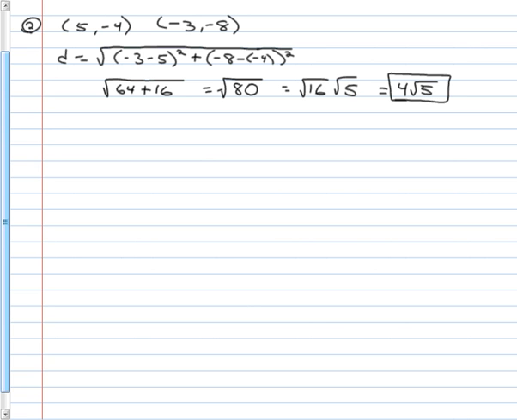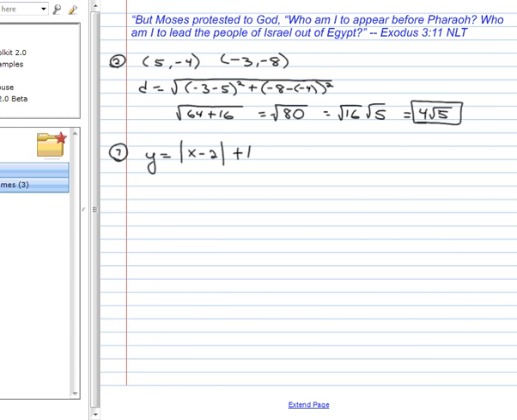Number 7. Graph each equation by plotting points. Y equals absolute value of x minus 2, and then a plus 1. Remember what shape we expect to get out of this thing? A V shape.